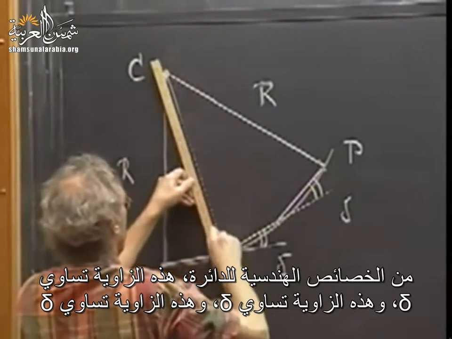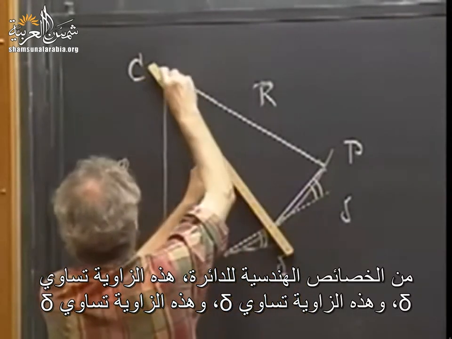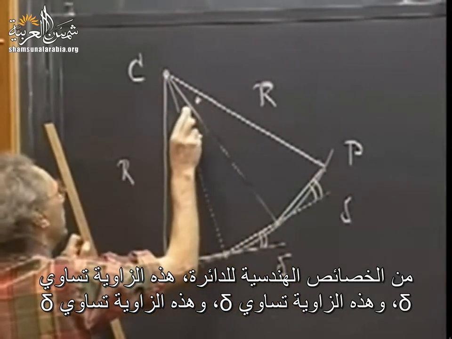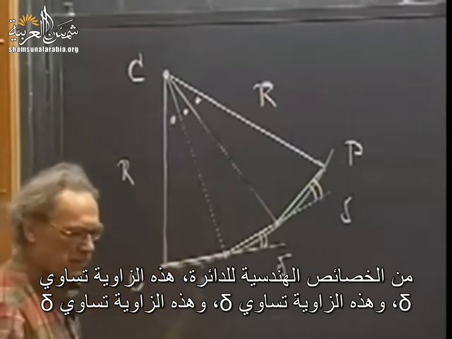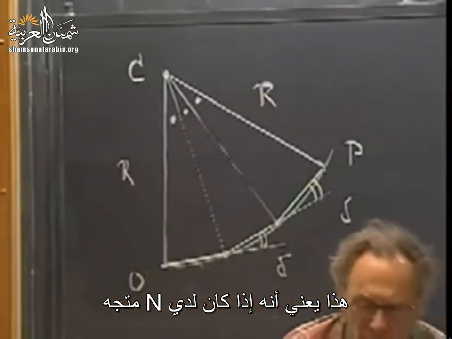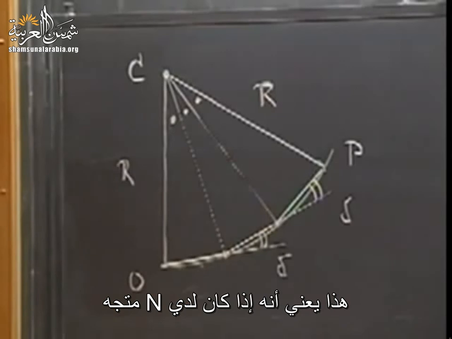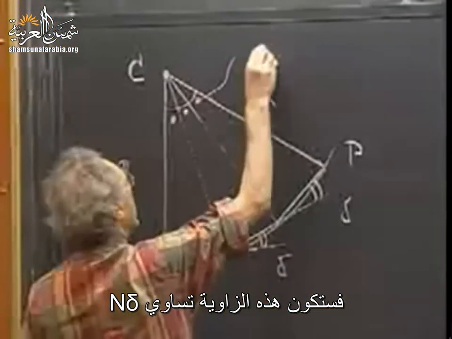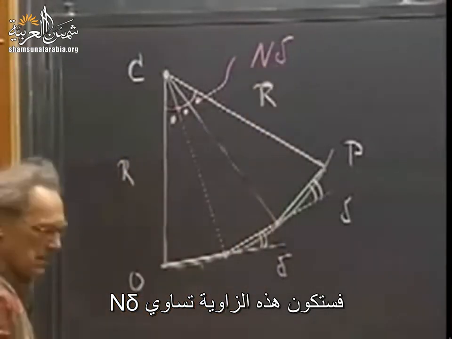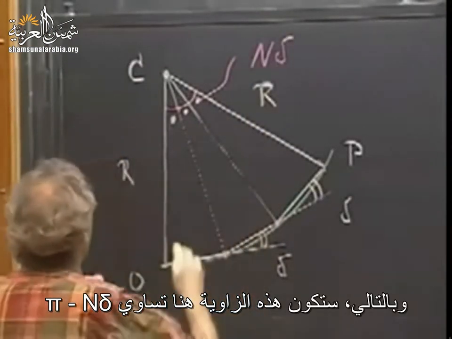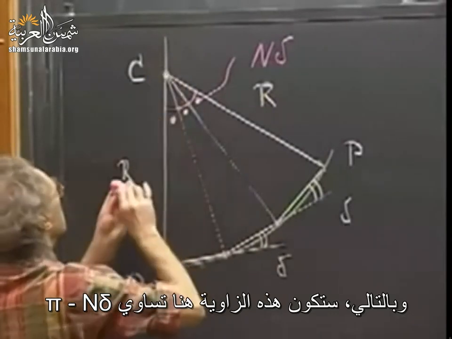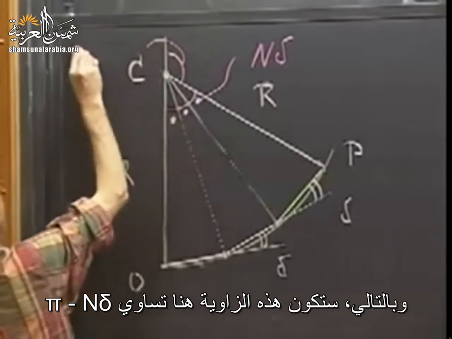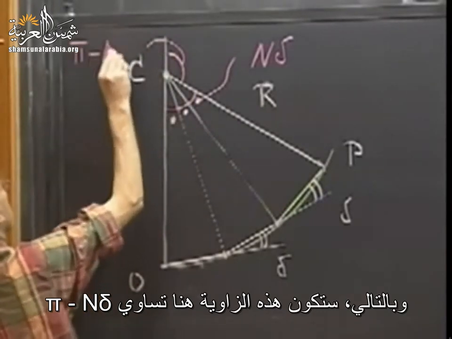It follows from the geometry of a circle that this angle here is delta, this angle here is delta, and this angle here is also delta. So that means if I have capital N of these vectors, that this angle here is then N times delta. And that means that the angle here, this angle, is then pi minus N times delta.